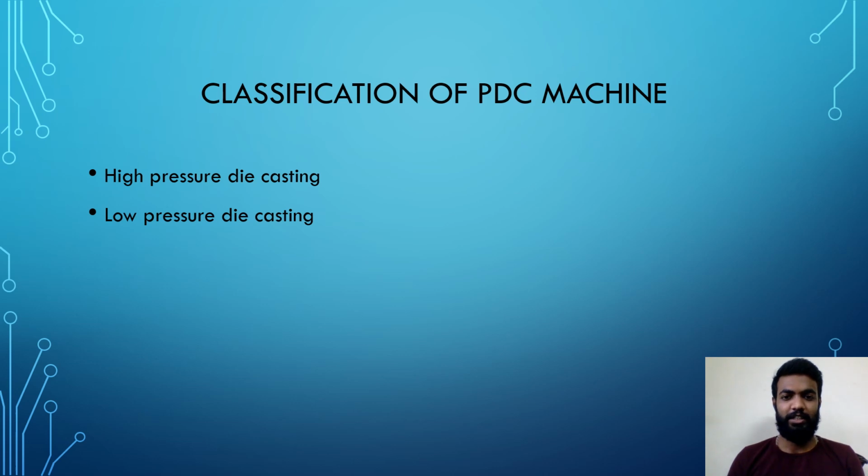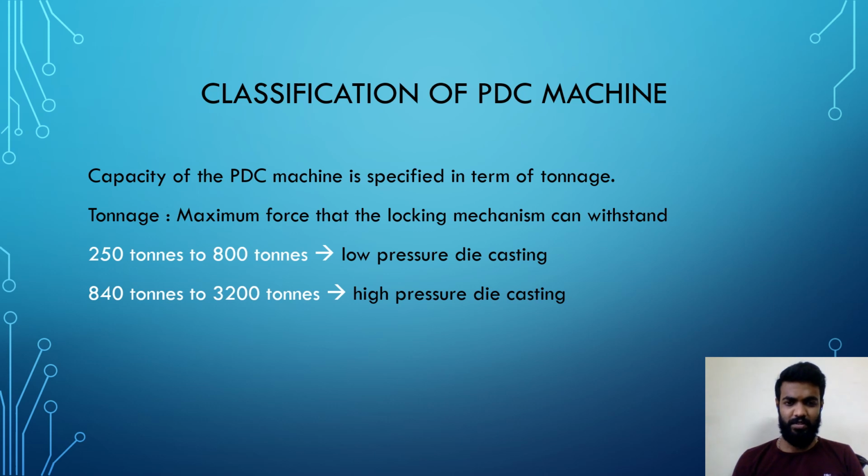So PDC machines are classified into two types. One is high pressure die casting machine and the other is low pressure die casting machine. It is just based on the capacity of the machine. Capacity of the PDC machine is specified in terms of tonnage. So tonnage is nothing but the maximum force the locking mechanism, that is the toggle mechanism, can withstand, and machines with capacities of 250 tons to 800 tons are classified as low pressure die casting machines, and machines with capacity of 840 tons to 3200 tons are classified as high pressure die casting machines.